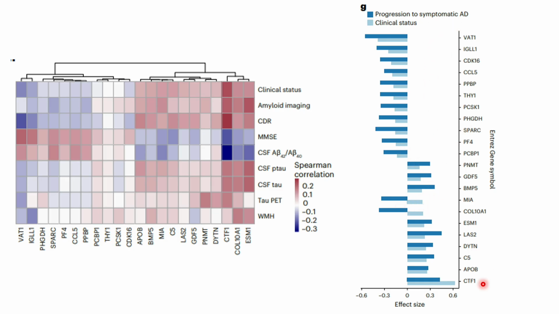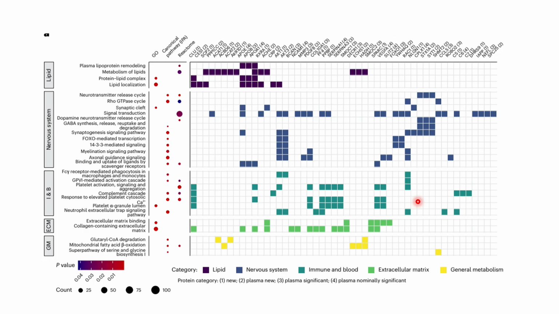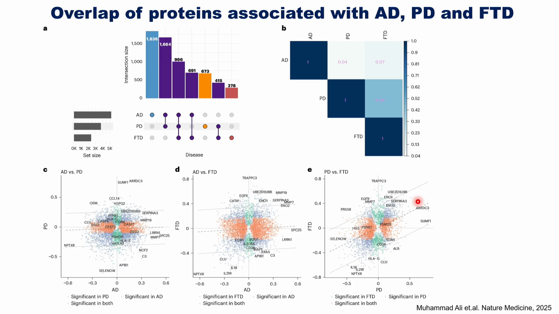So among these 20 proteins, MIA and COL10A1, these two proteins are involved in the cytoskeleton and extracellular matrix, and they correlated with the symptomatic progression of the disease. With progression they decrease. And then they found the pathways. Nervous system we expected, but the ECM and the lipid pathway may be new for this.